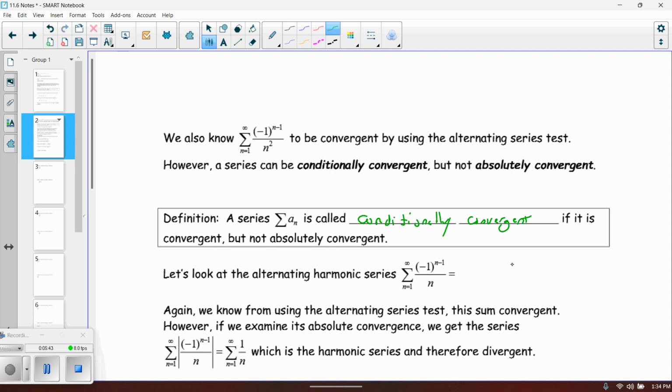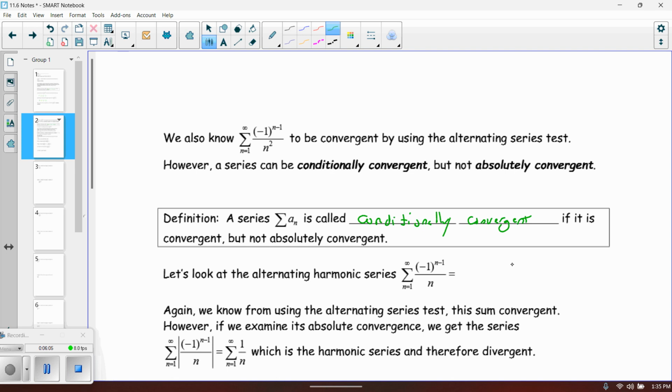And it's called conditionally convergent if it is convergent, but not absolutely convergent. In other words, the original series, as it is, converges, but if you take the absolute value, it no longer is a convergent series. That's what conditionally convergent means. So let's look at a case of that.